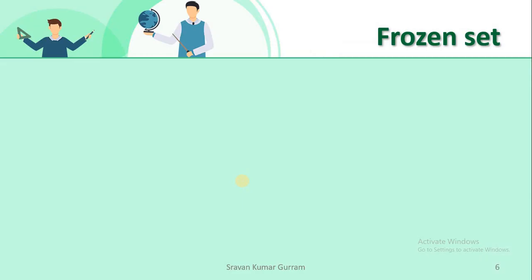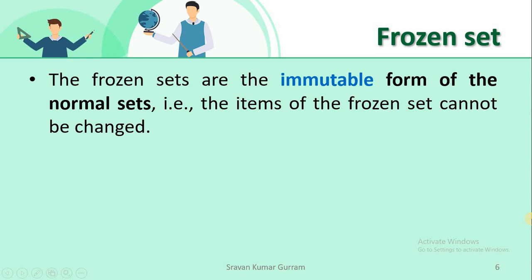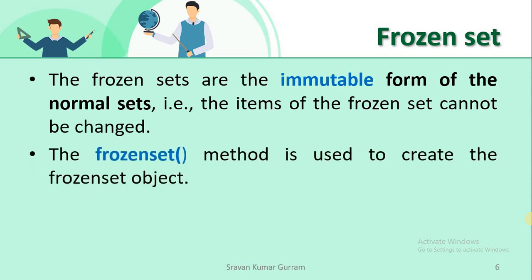Next data type is frozenset. The frozenset is similar to the set data type. The main difference is that a frozenset is immutable. We are not allowed to change the frozenset elements after creation. To create a frozenset, we use a predefined method, frozenset.